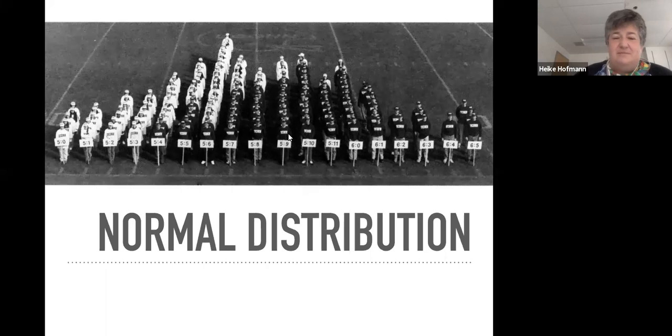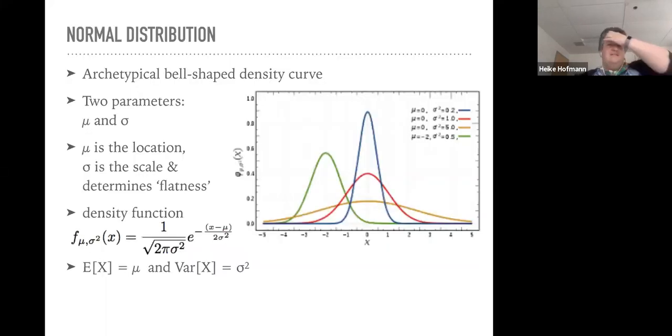So the normal distribution. The normal distribution is this archetypical bell-shaped density curve. So usually we think of the normal distribution just as this curve, this very nice symmetric curve with a single mode, and an infinite sampling space. So we can potentially get every single value in R, but we have a space around which the values are usually centered.